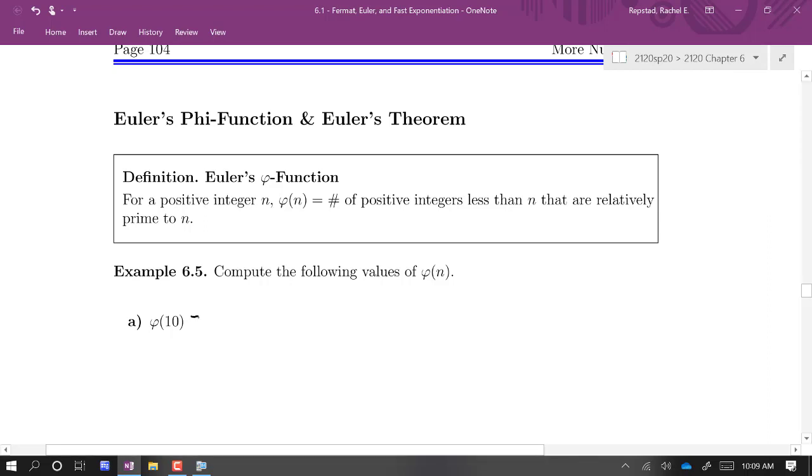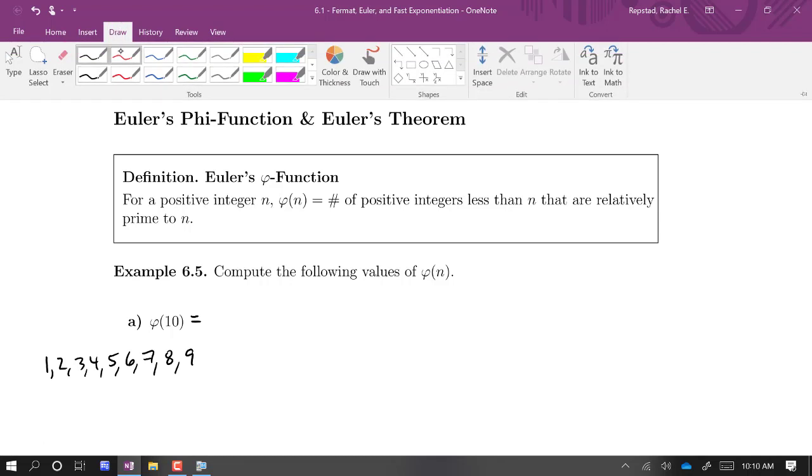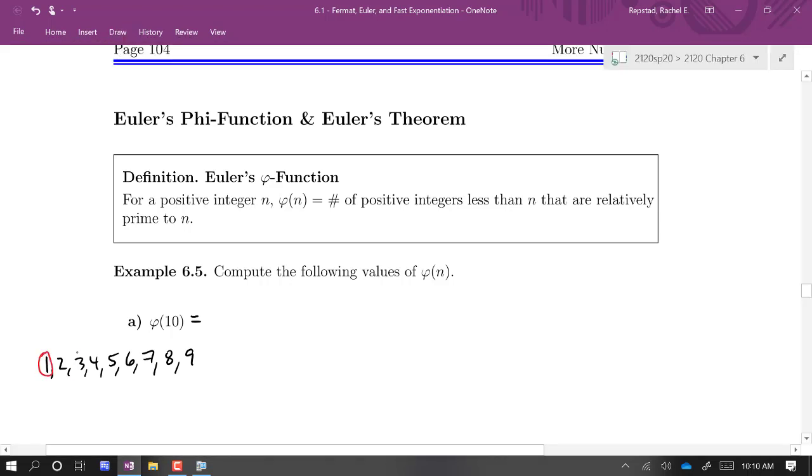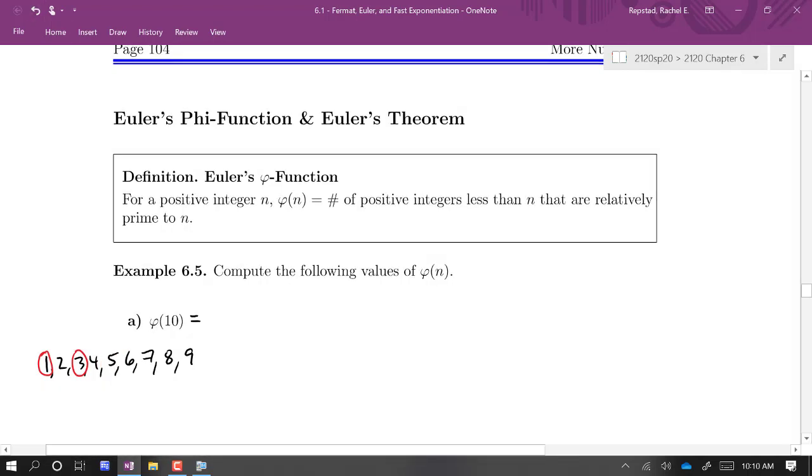So, for example, phi of 10. If I have the numbers from 1 to 9, the ones that are relatively prime to 10 are 1, 3, 7, and 9. These other ones all share a factor with 10. So there are 1, 2, 3, 4 of them. That means phi of 10 is 4. Phi of 10 doesn't say what the integers that are relatively prime are. It just counts them. That's what this function does.